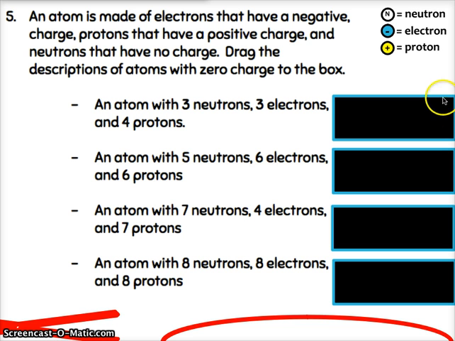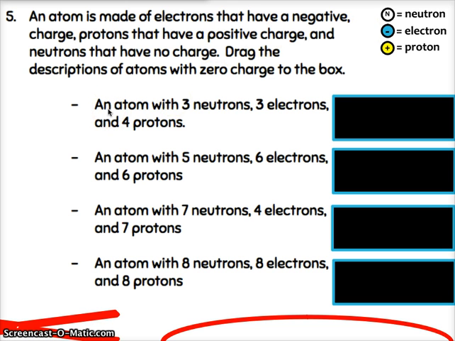To help us visualize this, I'm going to use these colored circles. The white circle with the N represents neutrons. The blue circle with the negative represents electrons, since electrons have a negative charge, and the yellow circle with a plus represents protons, since protons have a positive charge. Now remember, an atom with a zero charge will have an equal number of protons and electrons. So the charge balances out, and it's not positive or negative, it's just zero.